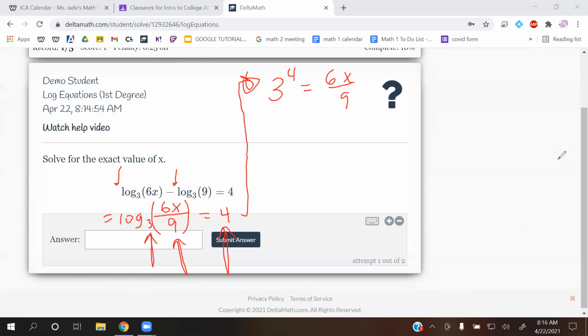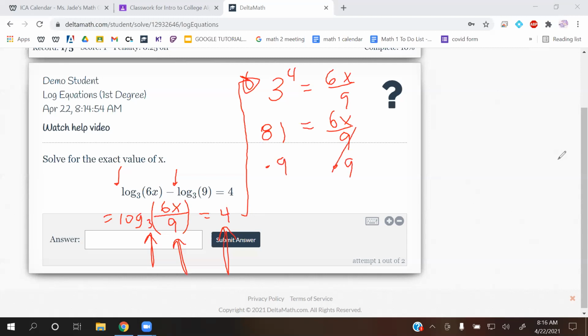So base to the power of the exponent equals the value. And then once you're done with that part, we're going to just calculate whatever 3 to the power of 4 is, which is 81, is equal to 6x over 9. And then we're going to solve for x. So to solve for x, you're going to multiply both sides by 9.